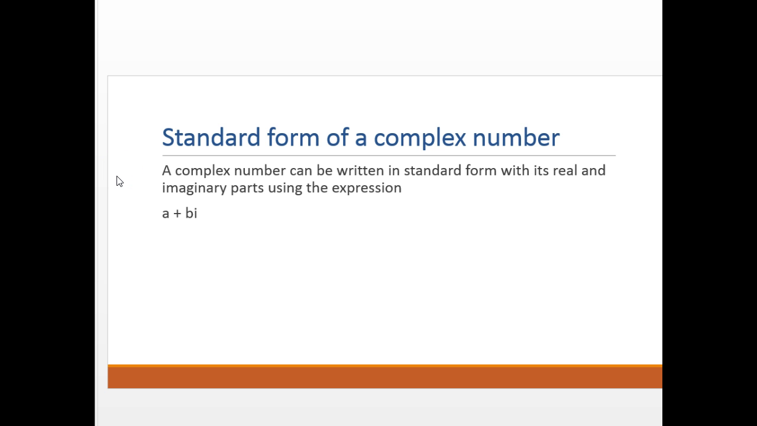There's something called the standard form of a complex number. A complex number can be written in standard form with its real part and its imaginary part using the expression a plus bi. a is the real part, it's just a real number. b is called the imaginary part because of the i in there being an imaginary number.